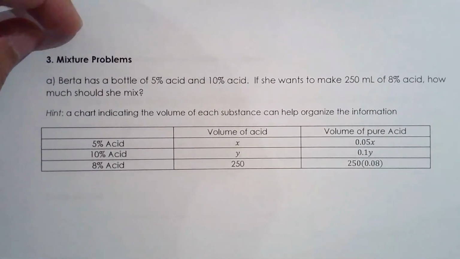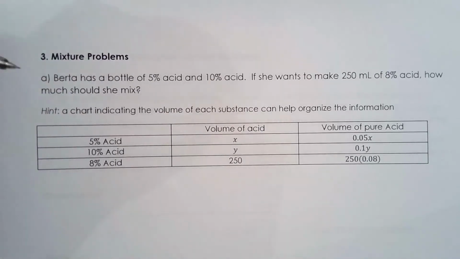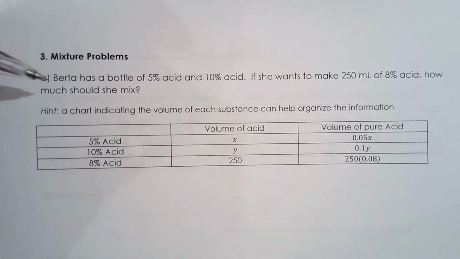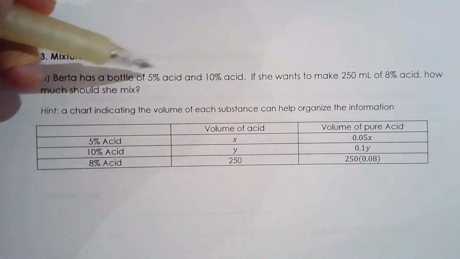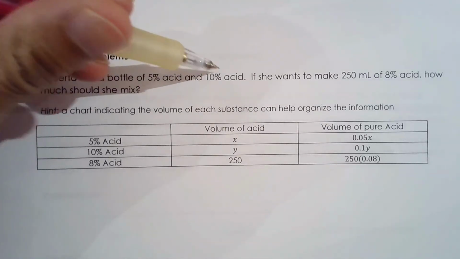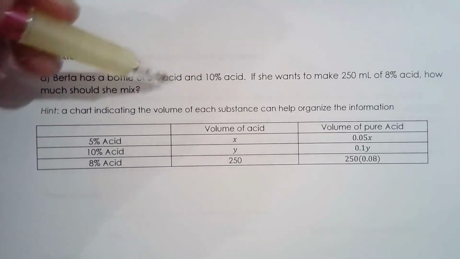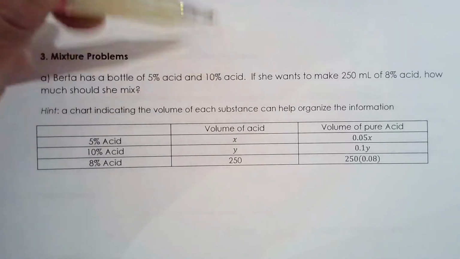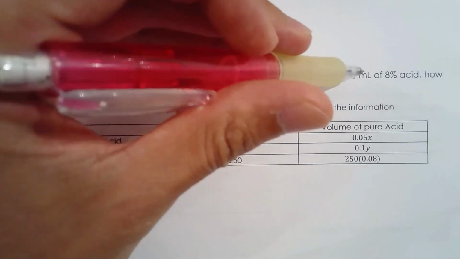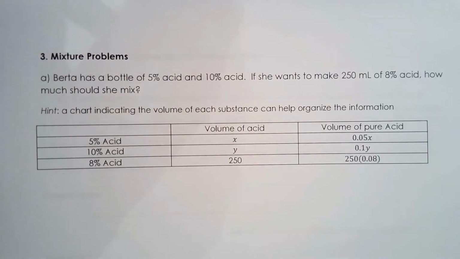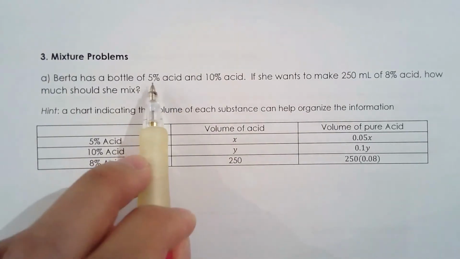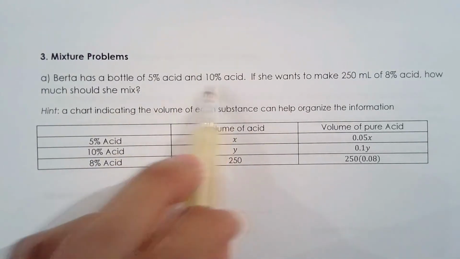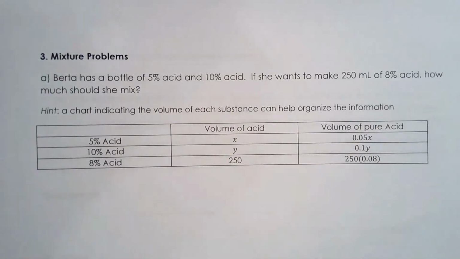All right, so mixture problems. Berta has a bottle of 5% acid and a 10% acid. That means 5% of this volume is pure acid and 10% of this volume is pure acid. She wants to make 250 mL of 8% acid. So you have something rather weak and something rather strong. If you mix it together, you get something in between.